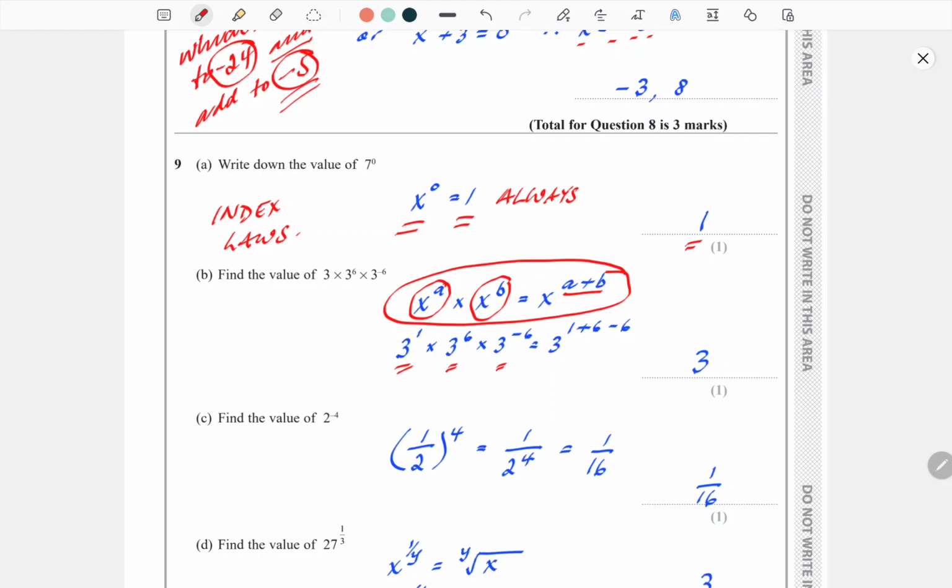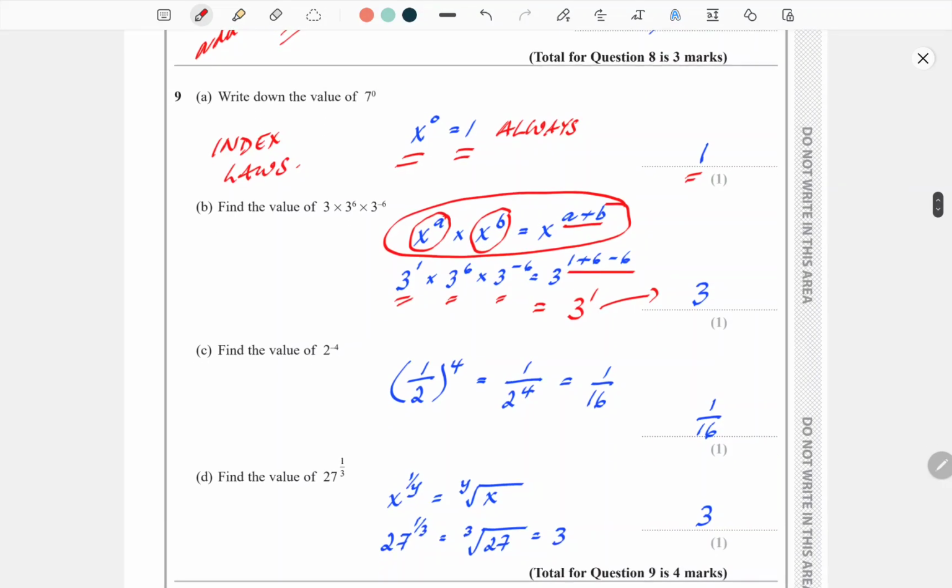You just add all the powers. All right. So 1 plus 6 minus 6 is just 3 to the power 1, which is 3. All right, nice and simple. Don't be tricked into making up all sorts of big numbers and things.